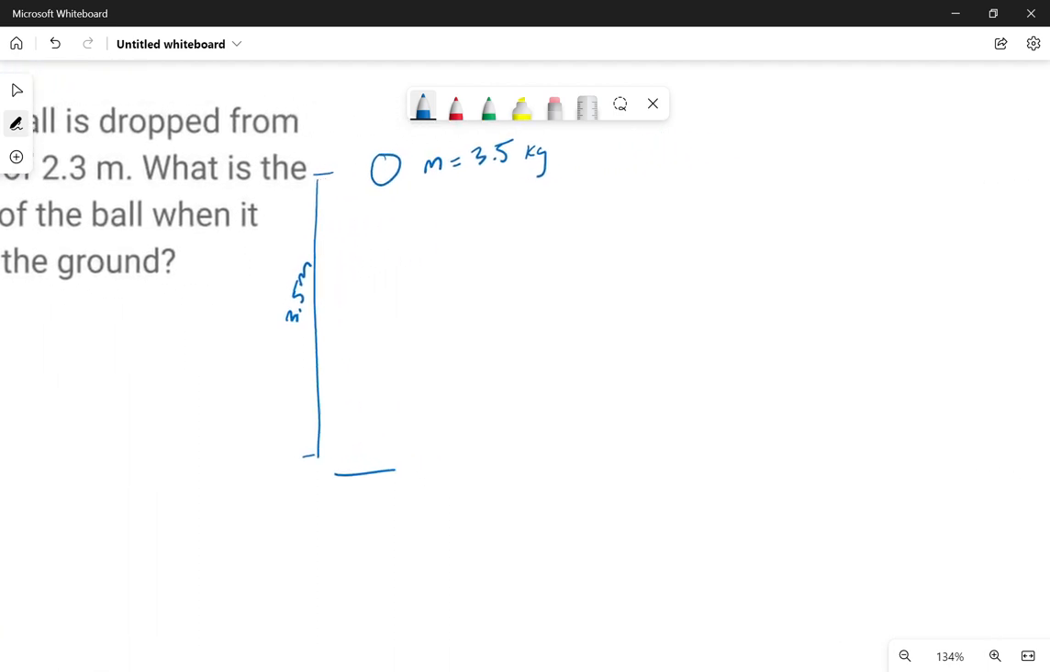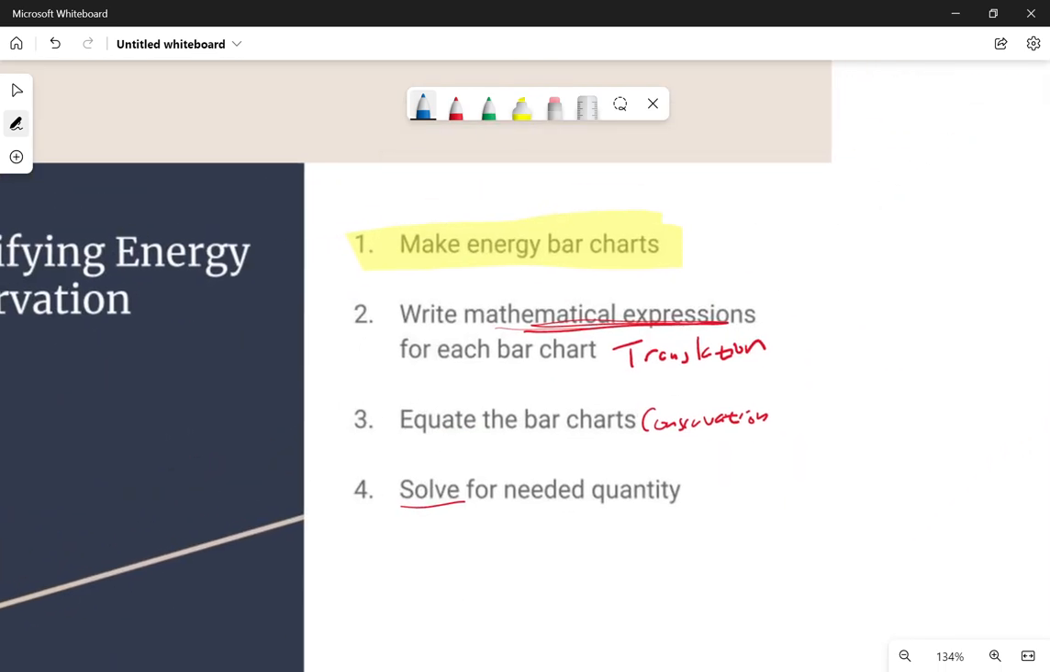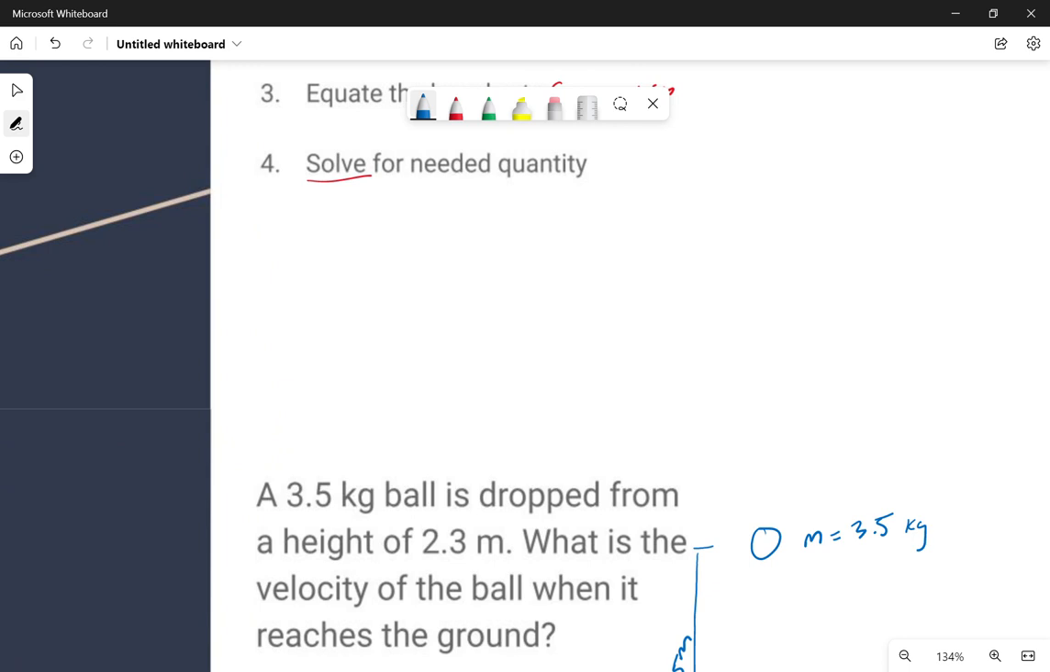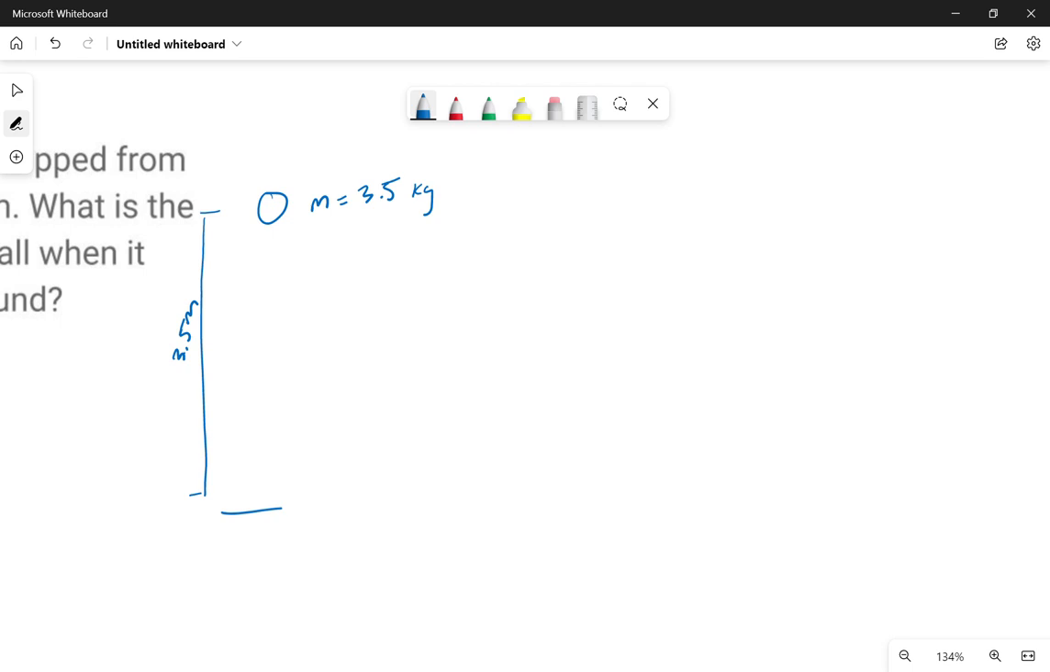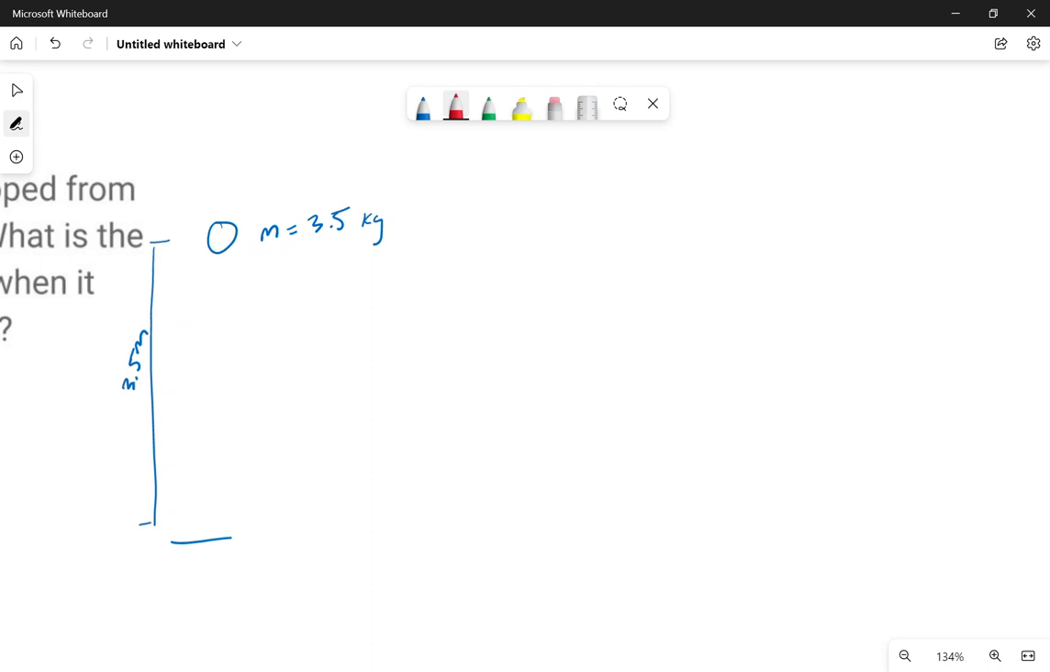The first step here, if we go back to our steps, is to make energy bar charts. I want to represent the energy in these states. We'll almost always start with an initial state that I know the most about, and then a final state where I have my question. So I'm going to start with one at this very first point. At that state, the only thing I have is gravitational potential energy, and I have no kinetic energy. So there's a bar chart to represent the energy there.